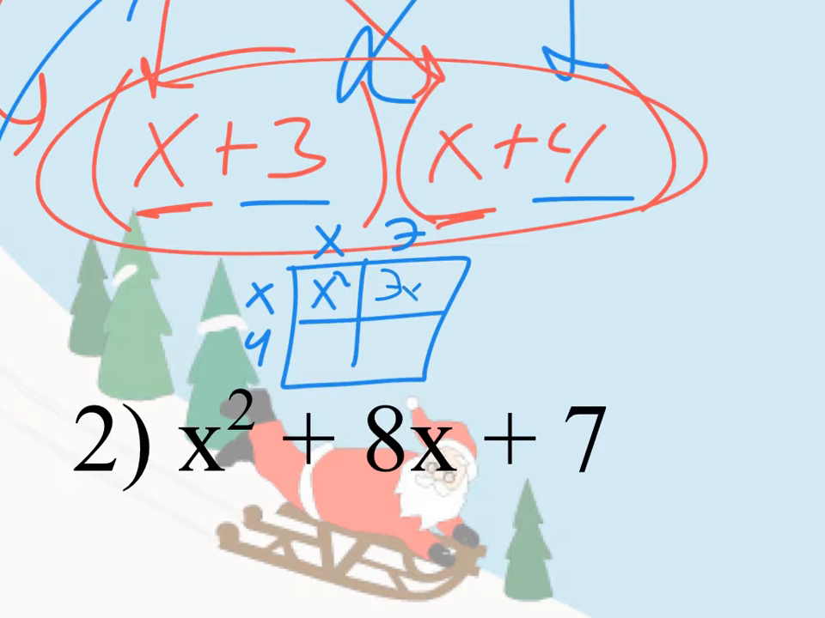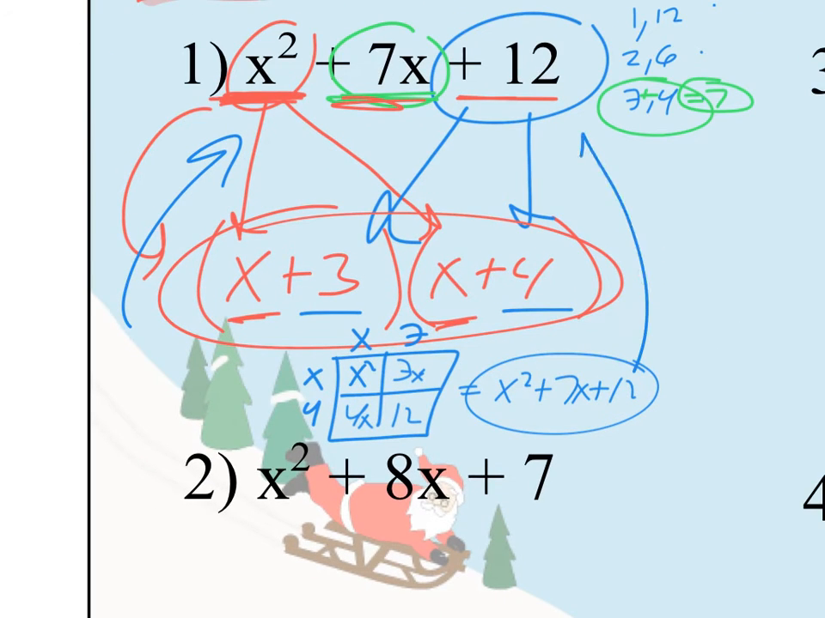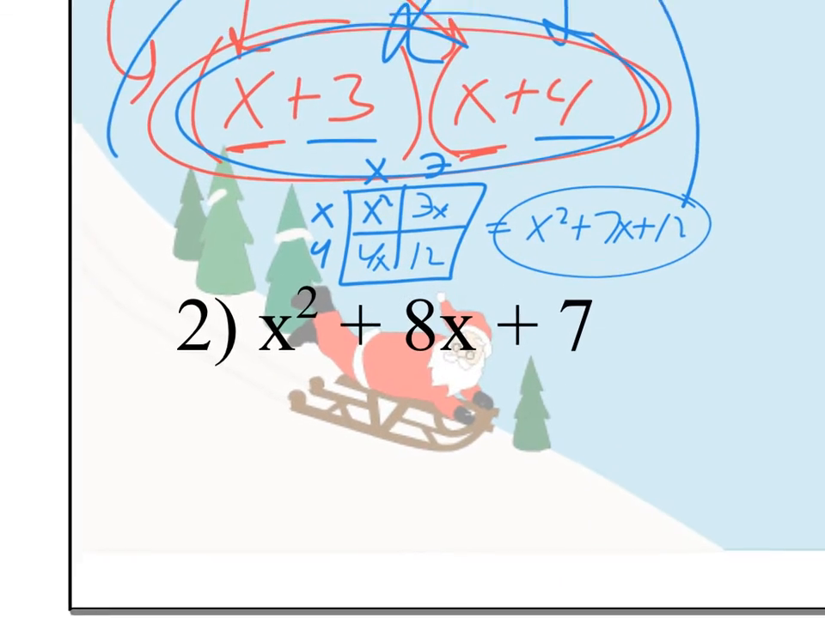Top right corner, I get 3x. Bottom left corner, I get 4x. And 3 times 4 gives me 12. And when I collect the like terms, I get x squared plus 7x plus 12. So yep, it did work because that's what I had up here. This is the answer. That's that polynomial in factored form. That's what I'm trying to get to.